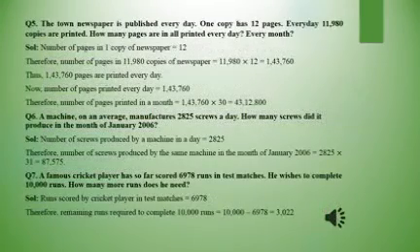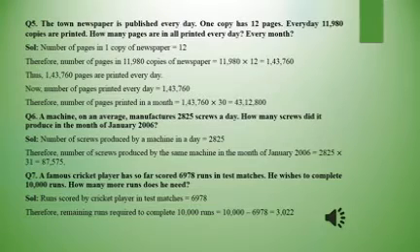Add these 4 numbers, you will get the answer. So question number 5 states that we have a town newspaper which is published every day, and one copy of it has 12 pages. That means a copy of the newspaper has in all 12 pages, and every day, 11,980 copies of it are printed. So how many pages are printed in all per day?